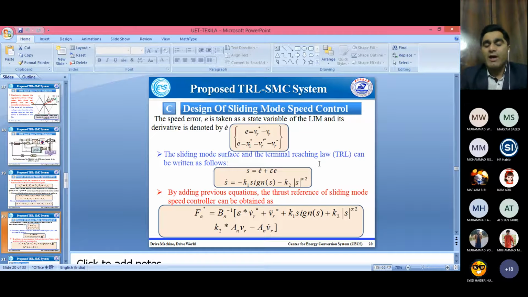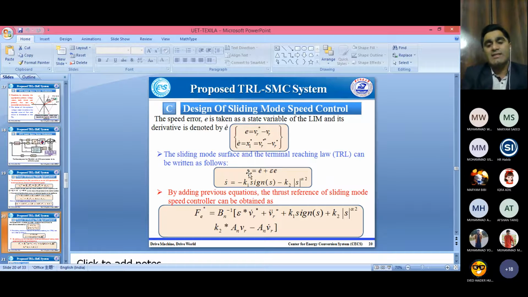I already told you that slide mode control can be used for any application. It can be used in electric drive systems, in machines, in robotics, in renewable energies, and in power electronics. So slide mode control can be used in many applications. For the slide mode control design, you have to design two things: one is the slide mode surface, and another is the reaching law.